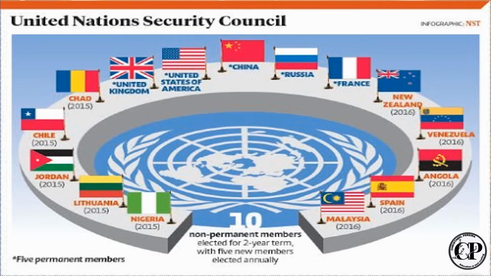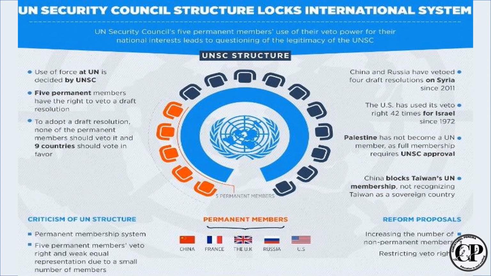5 members come from Africa or Asia, 1 from Eastern Europe, 2 from Latin America, and 2 from Western Europe or other areas. 5 of the 10 non-permanent members are elected each year by the General Assembly for 2-year terms, and 5 retire each year. The presidency is held by each member in rotation for a period of 1 month. Each Security Council member is entitled to 1 vote.